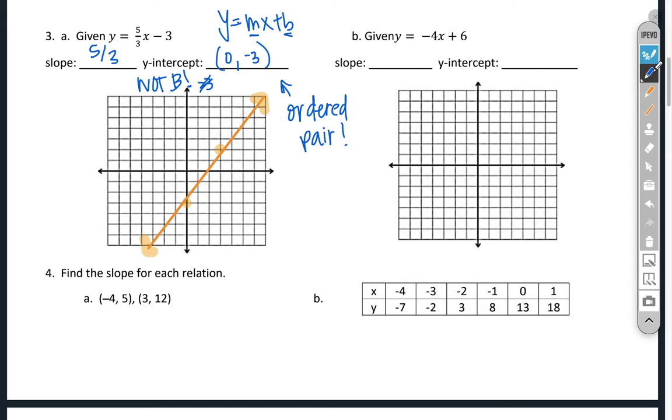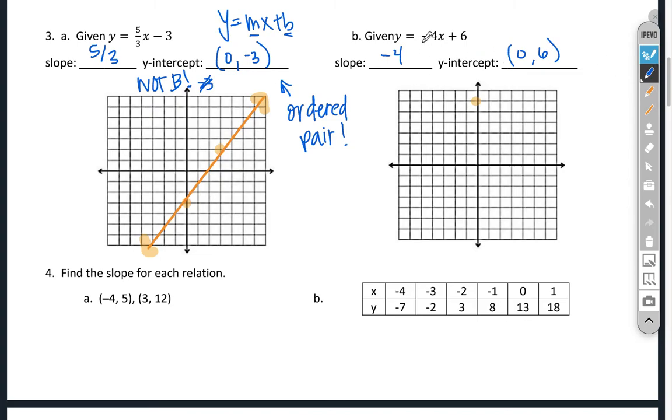All right, and then B says given y equals negative 4x plus 6. So once again, pulling from this formula, our slope is going to be negative 4. And our y-intercept is not just 6, but would be 0, 6. Notice this slope is negative, but let's go ahead and graph our y-intercept. So we've got 0, 6. So 0 is our x value, 1, 2, 3, 4, 5, 6. And then we're going to go down 4.